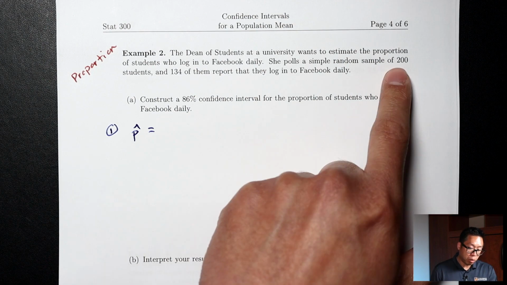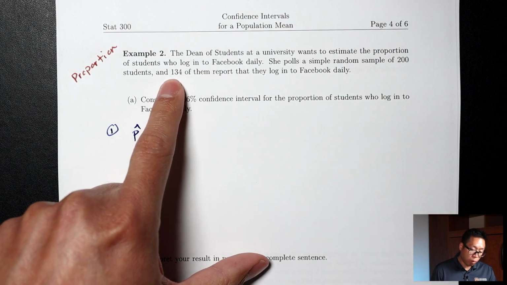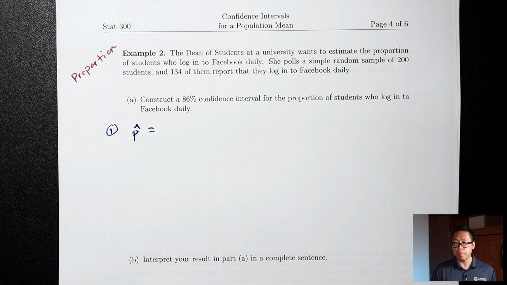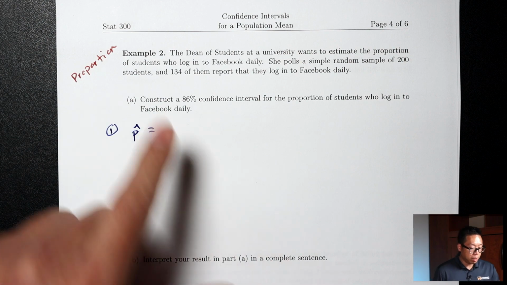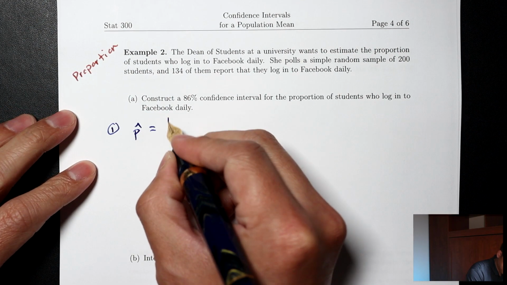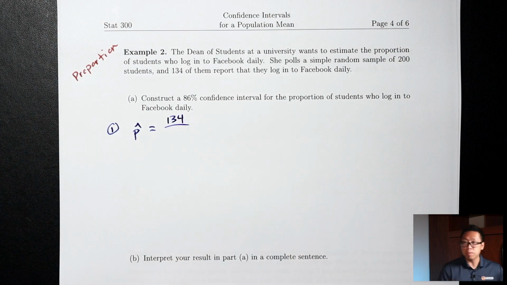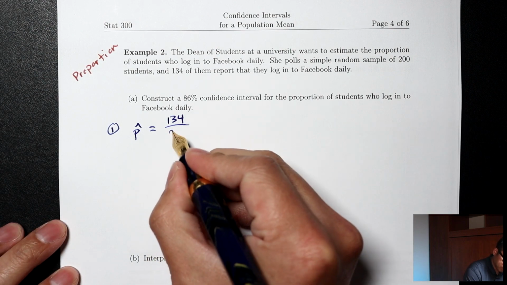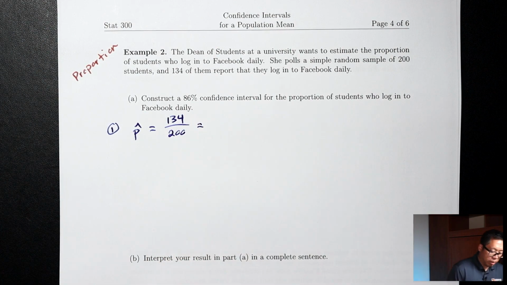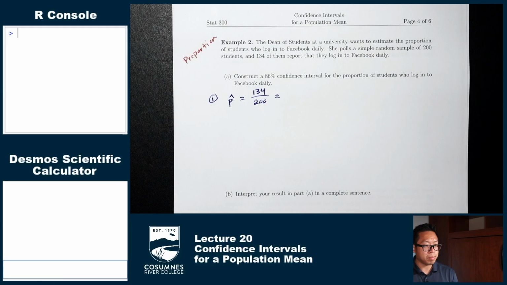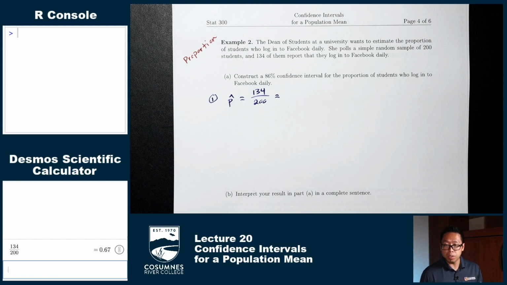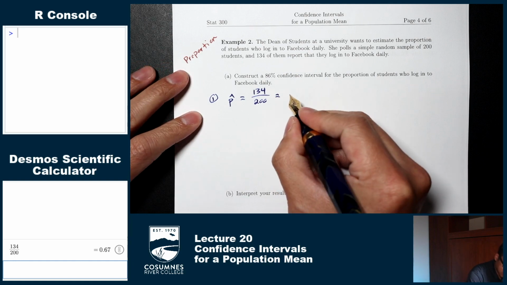So we sampled 200 students, and 134 of them log into Facebook daily. So our proportion from the sample would be 134 out of the total number of people that we sampled, which was 200. Okay, so on a calculator, 134 over 200. Round to 3 decimal places if you need to. On this one, we don't need to round, so 0.67.